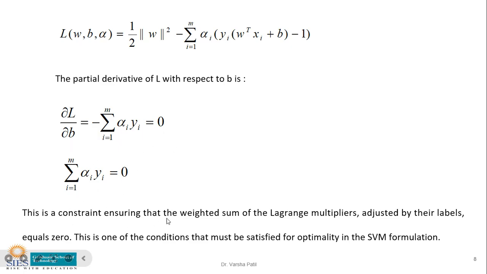So this is a constraint ensuring the weighted sum of Lagrange's multipliers adjusted by their labels. So at last, for m records, when we take the summation of alpha i and yi, it should be equal to 0. This is one of the conditions that must be satisfied for optimality in SVM formulation.